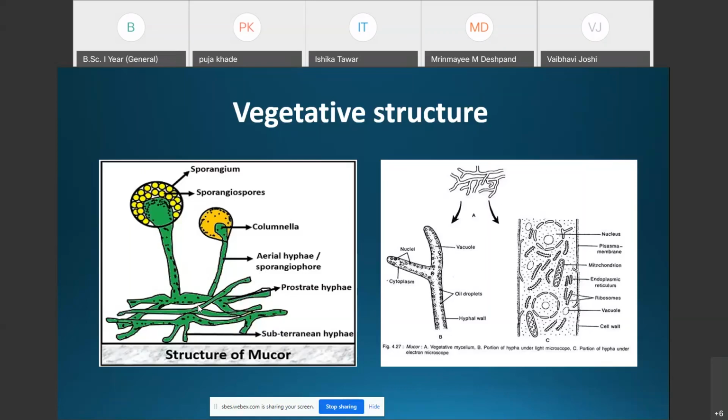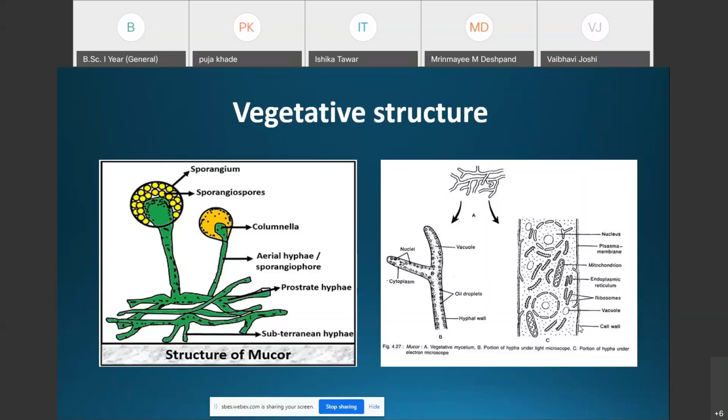Then another important thing here: the cell wall of the hyphae is made up of chitin. Okay, it is made up of chitin and chitosan. And besides the chitin and chitosan, there is a deposition of polysaccharides, then proteins, lipids, purines, pyrimidines, and also a few minerals in the cell wall.